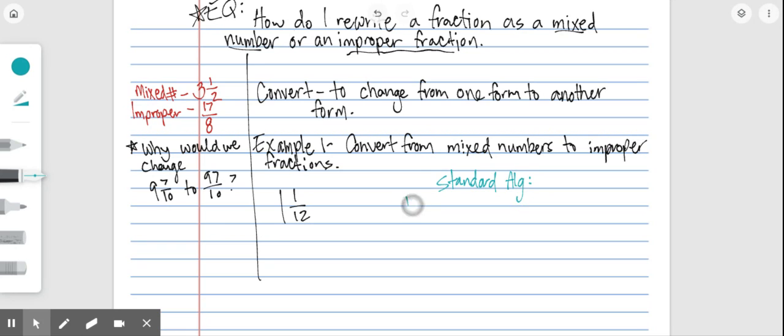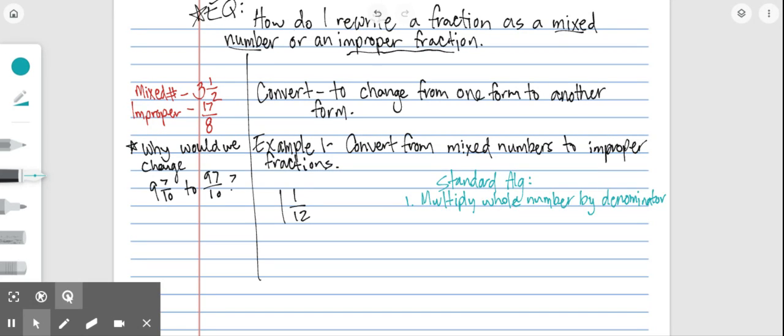Step 1 is you multiply the whole number by the denominator. This is because there's one whole group that already has 12/12 in it. So I do 1, because that's the whole number, times 12, which is the denominator, which gives me 12.